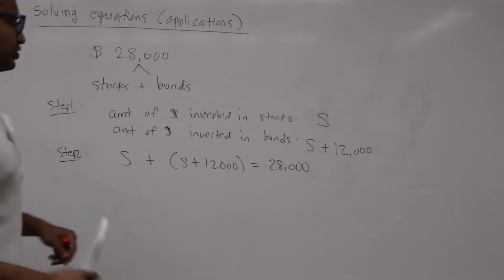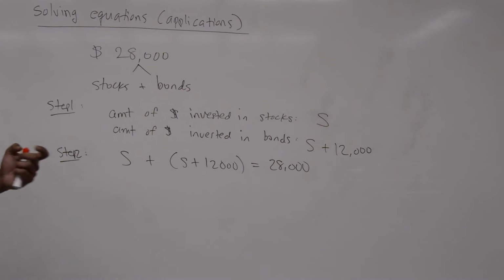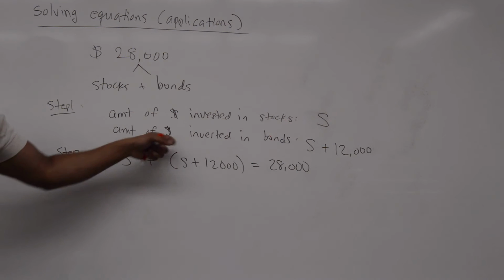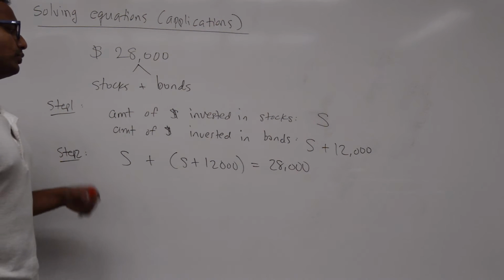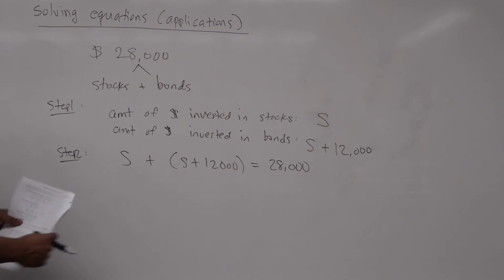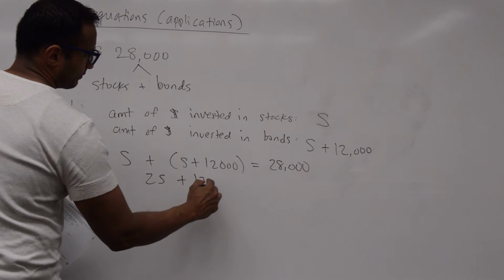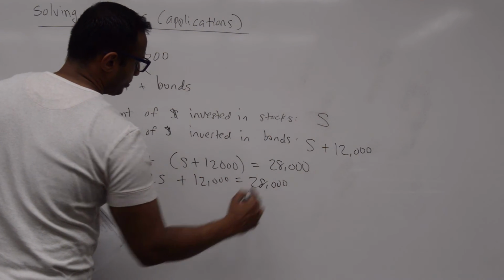Okay, let's solve our equation. Do we have any fractions? No. Do we have any distribution? Well, kind of. There's this parentheses, but there's just a 1 in front. So even if I distribute it, I would just get the same thing back. So there's no distribution. Do I have any like terms? I do. You have S plus S, that's going to give me 2S plus 12,000, and that's going to equal 28,000.